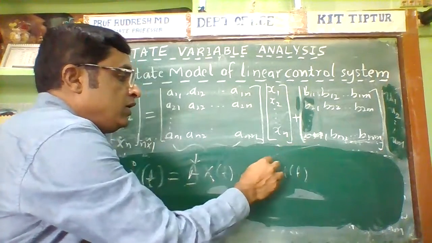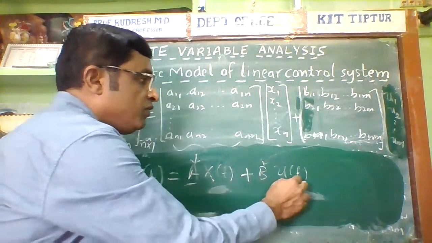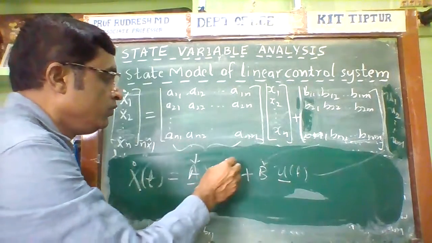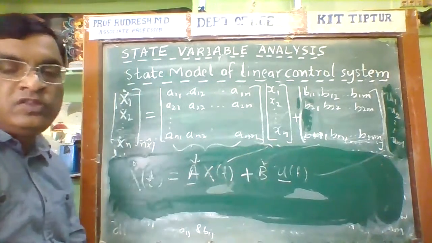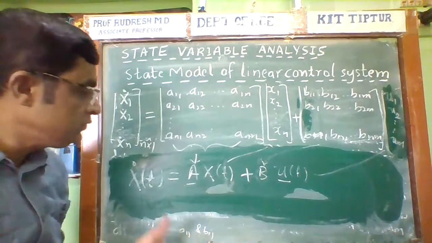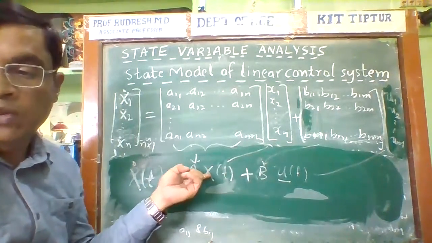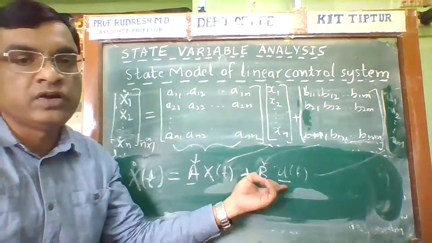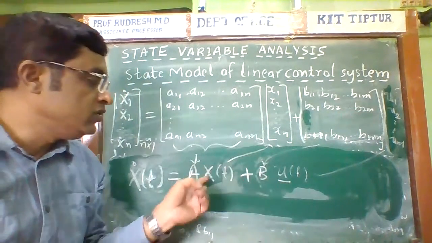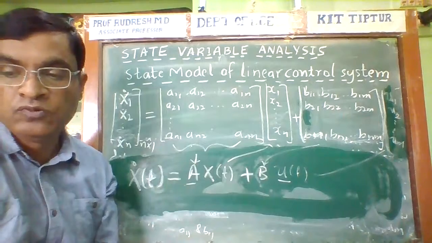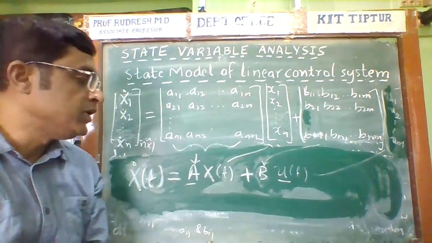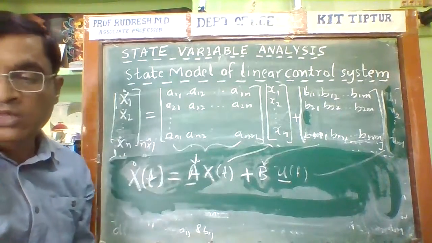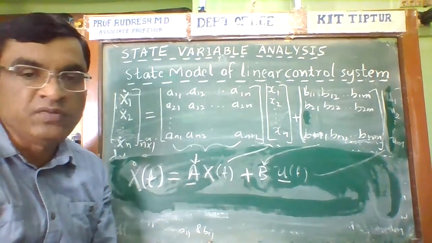Now what is the value of B? This is the B value. U of t is nothing but this value. And this is a system matrix. So x of t is called a state variable vector, and U of t is called an input vector. A is called a system matrix, of order n cross m. You should remember that. Also dx by dt is the state vector.